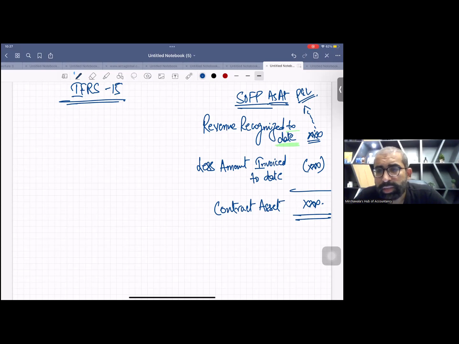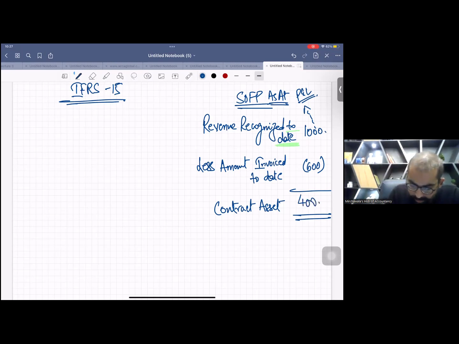Now, one thing more. Sometimes they give you data like this. Just for example, let me use some numbers. Revenue recognized to date is 1,000. Amount invoiced to date is 600. So your contract asset is 400.